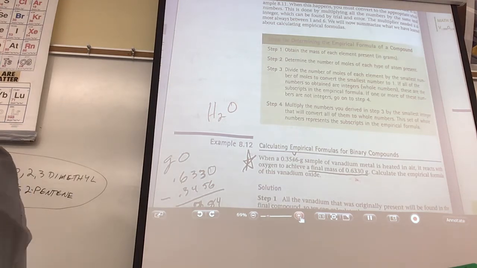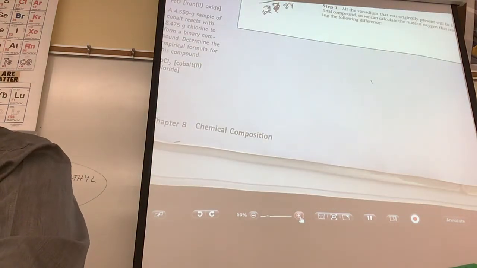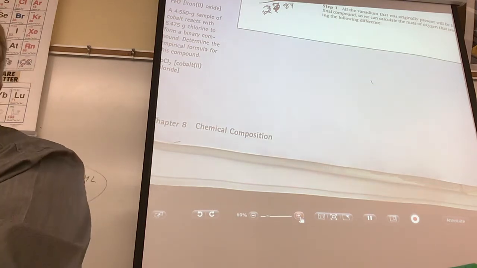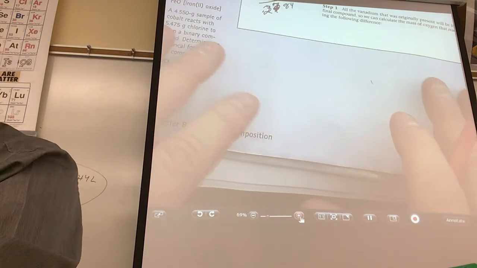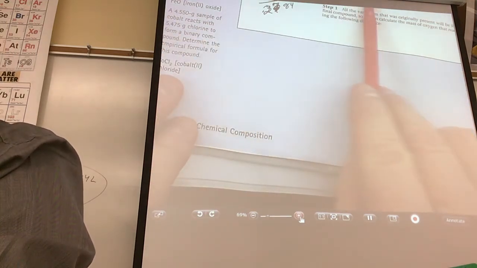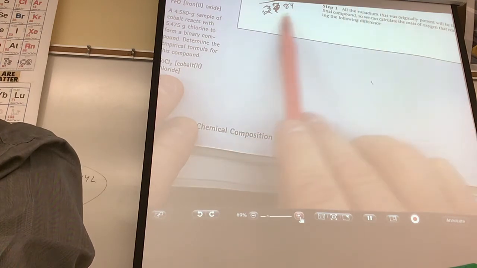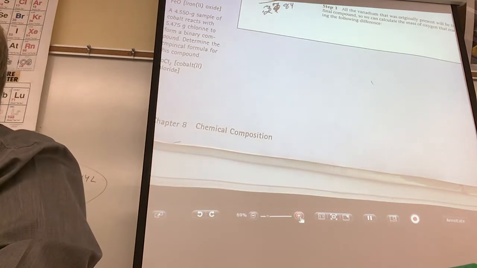Did everybody have it? All right. Did you get something like this? Did you get something like that? Okay, now, does this problem look different to you than the first one we did? Well, yeah, it looks different. But now what? Do I have grams of vanadium now? Yes. Do I have grams of oxygen? Yes. Now doesn't it look just like the one we just did?